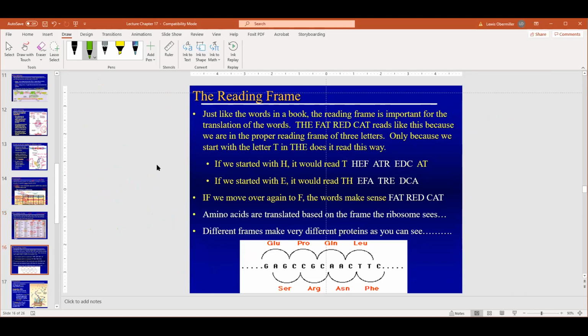The example that I like to use is, it's kind of like if we had a three-letter-word sentence. Let's just say the sentence is "the fat red cat." If we moved over one letter, then this is what the sentence would read: "T, hef, atr, edc, at." That doesn't make any sense, right? And it's the same thing with the cells. If it moves over one letter, it's no longer the same sentence. It means something completely different. And again, if we moved over two letters, that would be a bunch of gibberish as well.